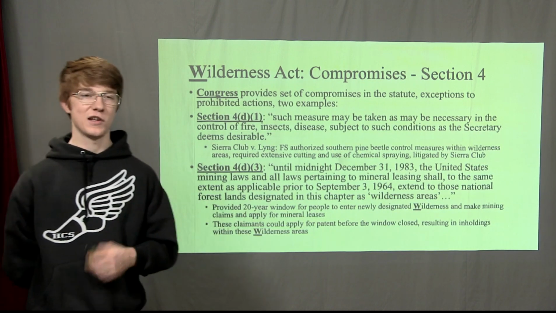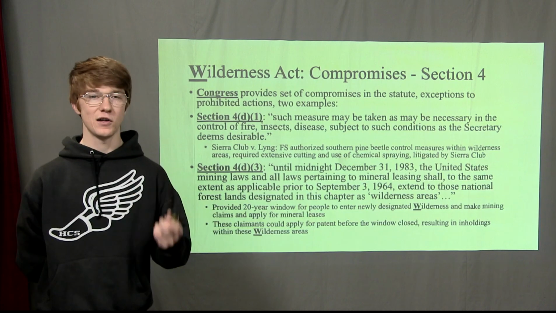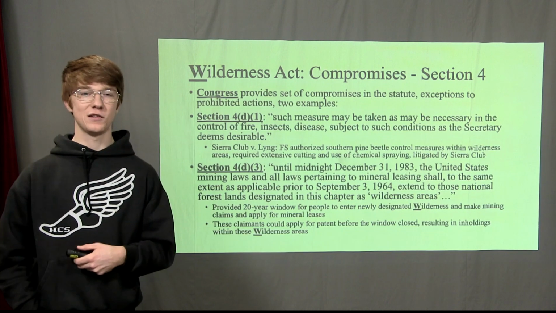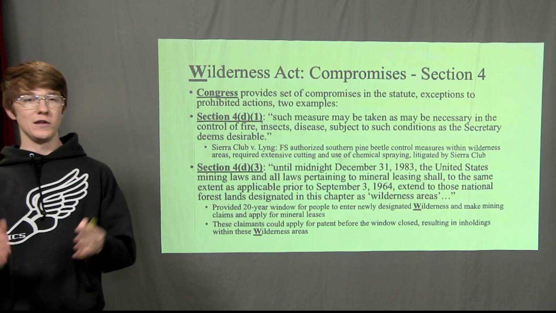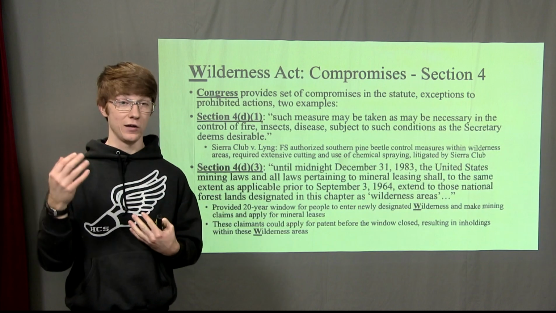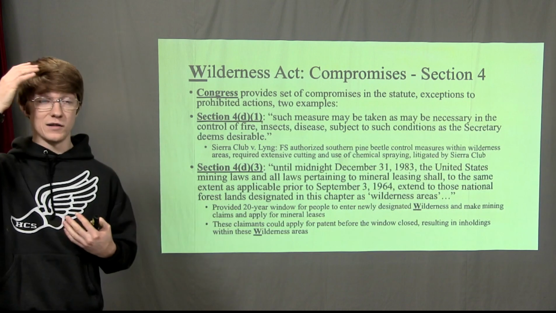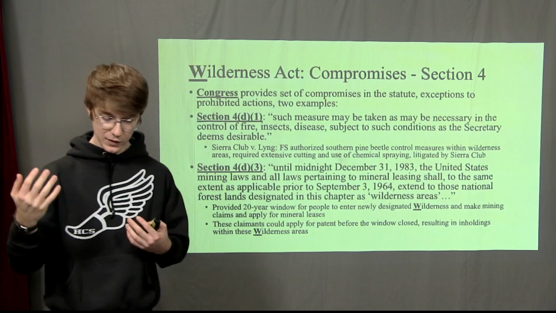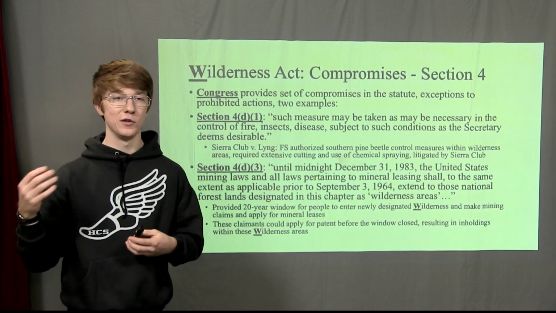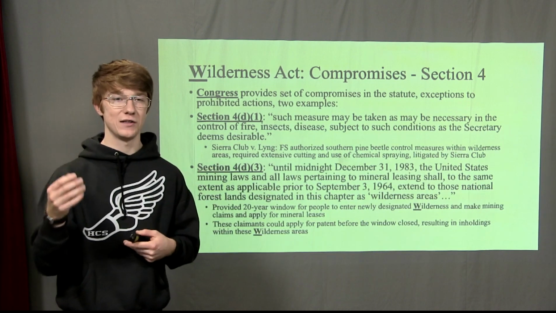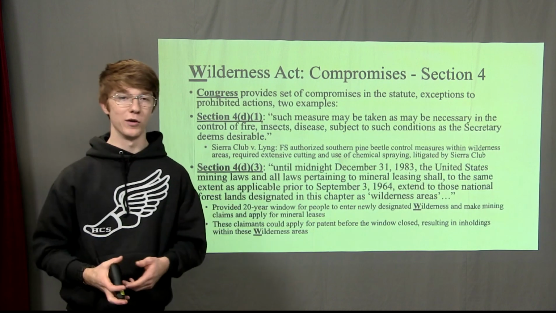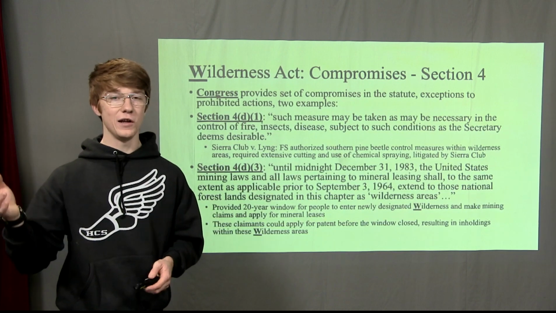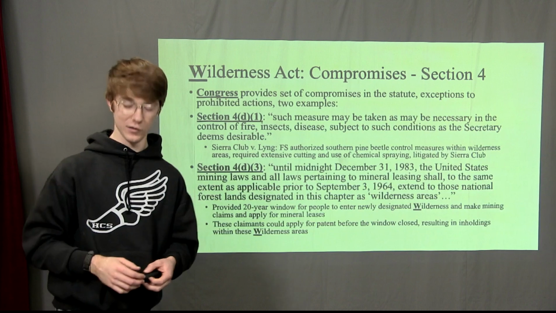The first one I went with is Section 4(d)(1), which essentially states that such measures may be taken as may be necessary to control fire, insects, and disease, subject to such conditions as the Secretary deems desirable. These are compromises that are actually found in the Wilderness Act itself. It's the allowance to do things that might be adverse to or go against the non-impairment mandate of the Wilderness Act. These are political compromises that were needed to get this passed through Congress.